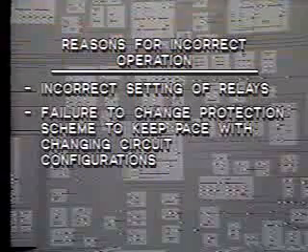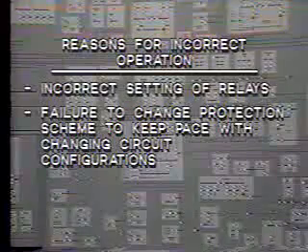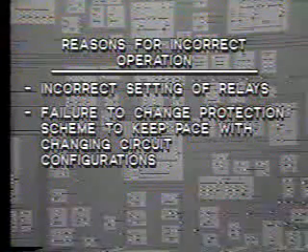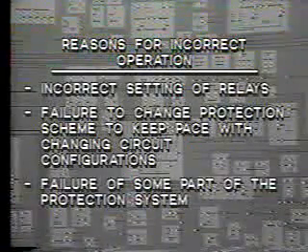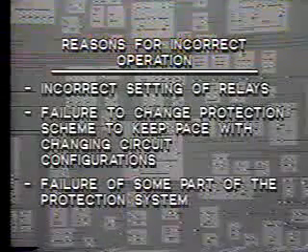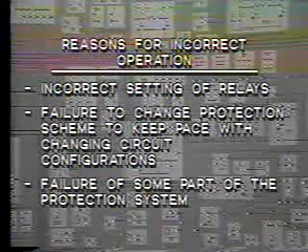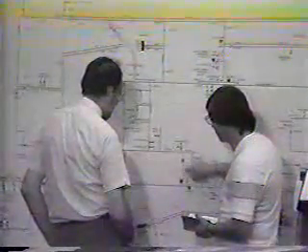The reason for incorrect operation of the protection system could be: 1. Incorrect setting of relays; 2. Failure to change protection scheme to keep pace with changing circuit configurations, that is, inadequate protection; or 3. Failure of some part of the protection system, such as the relays themselves, breakers, CTs or VTs, the station battery, the circuit wiring, and so on. With all of the variables involved, it's often quite difficult to carry out this post-mortem and deduce what actually happened.